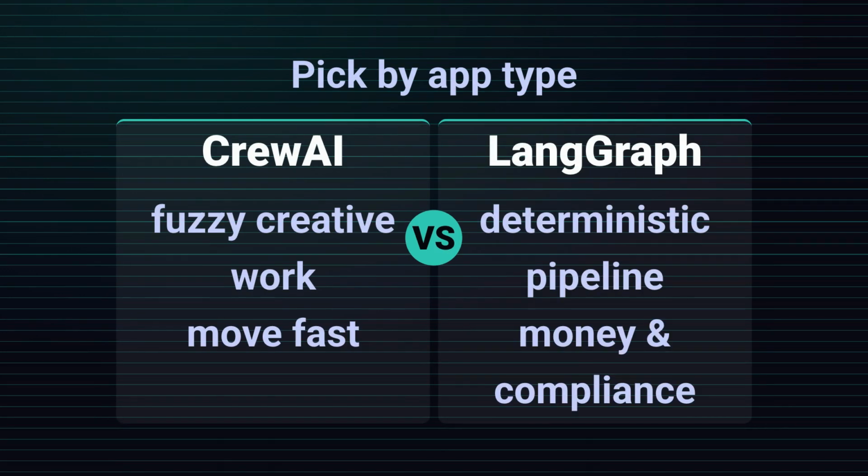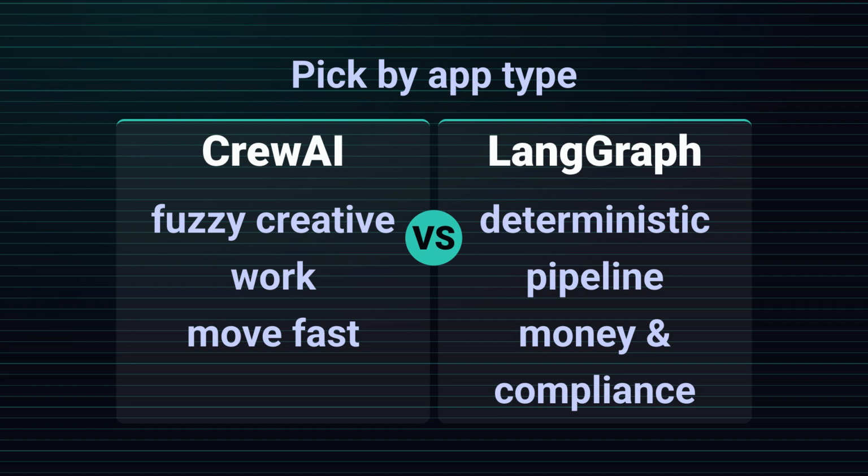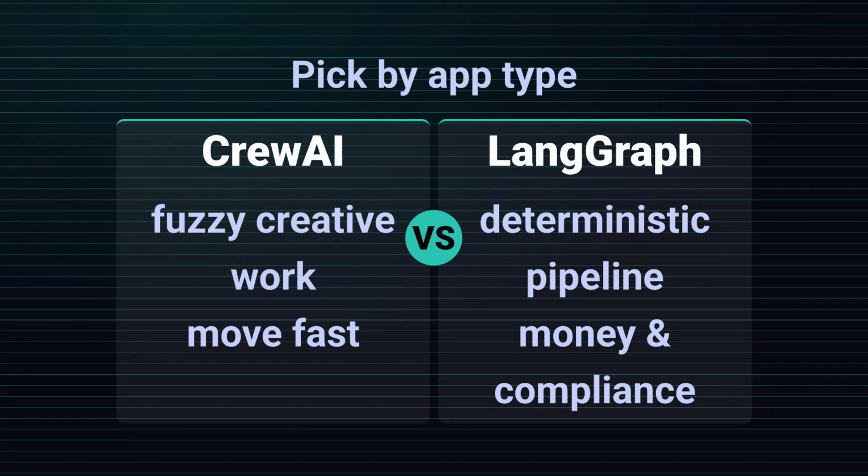So who wins? It depends on what you're actually building, and I mean that as a real answer, not a cop-out. If your app is fundamentally a collaborative team of specialists doing fuzzy, creative work, and you want to move fast, CrewAI will get you there in a fraction of the time. If your app is a deterministic pipeline where correctness, control, and observability matter more than speed, anything touching money, compliance, or production reliability, LangGraph is worth every painful hour.